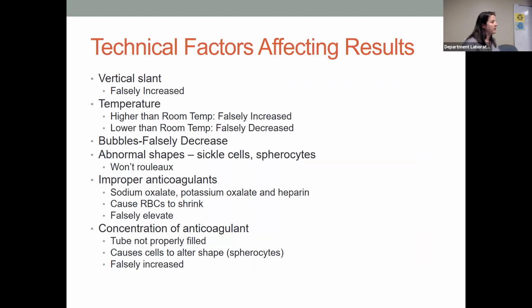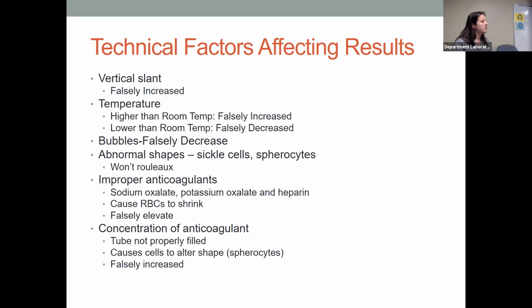Temperature is a huge factor as well. If you have, let's say, your laboratory, maybe the air is out and it gets abnormally hot. So if you have an increased temperature, that will falsely elevate your ESR as well. On the other side of that, if your lab is abnormally cold, then it will falsely decrease your ESR value.